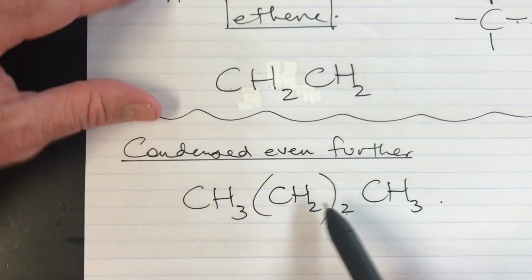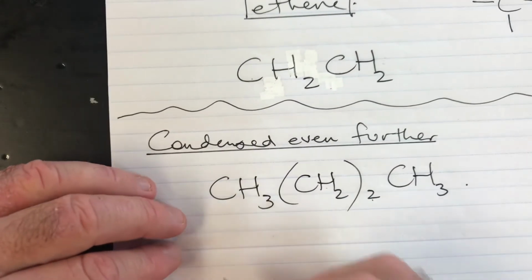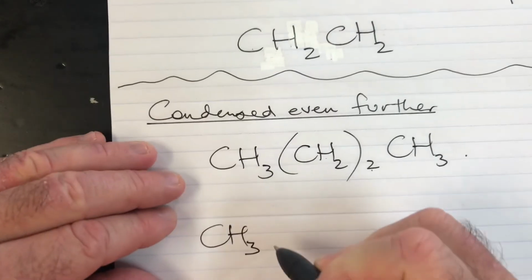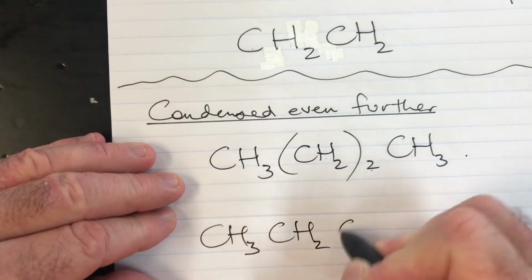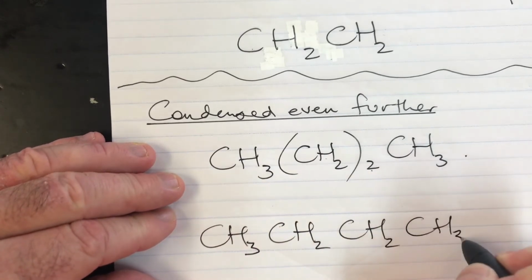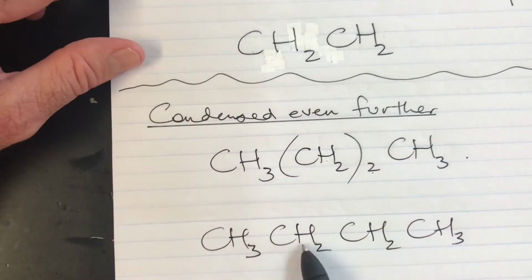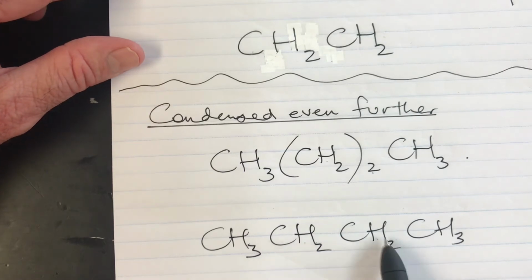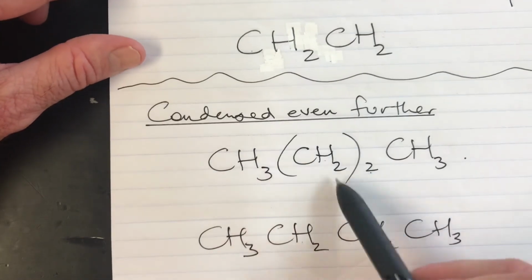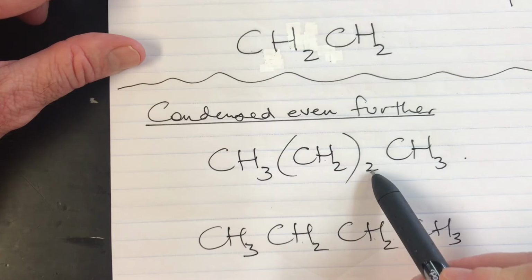There are 2 CH2s in the middle. I'll just rewrite the whole thing again. So there's 2 CH2s in the middle. Rather than writing them out twice, just put brackets around one of them and put a subscript 2.